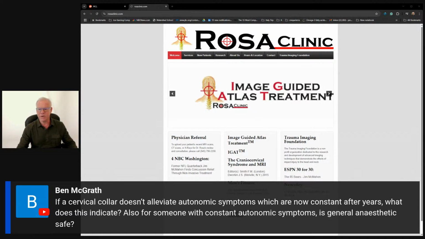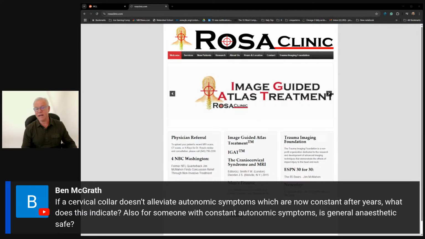Ben, if a cervical collar doesn't alleviate autonomic symptoms, which are now constant after years, what does this indicate? Also, for someone with constant autonomic symptoms, is general anesthetic safe? Generally, that may mean that the autonomic symptoms aren't coming from craniocervical instability, or it could mean that there's enough damage to the autonomic system that even taking the craniocervical instability out of the equation is not going to really move the needle.